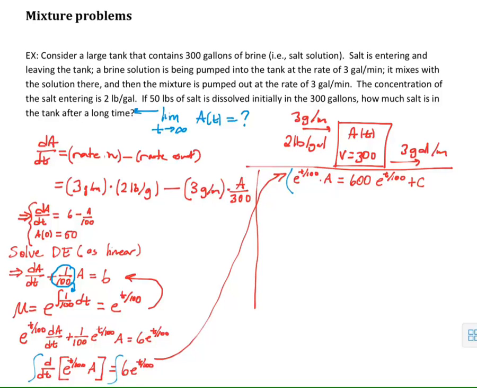So what I'll do here is divide both sides by e to the t over 100, or multiply by e to the minus t over 100. So I end up with A equals 600 plus C e to the minus t over 100. That is a minus, if you can't see that. Beautiful.